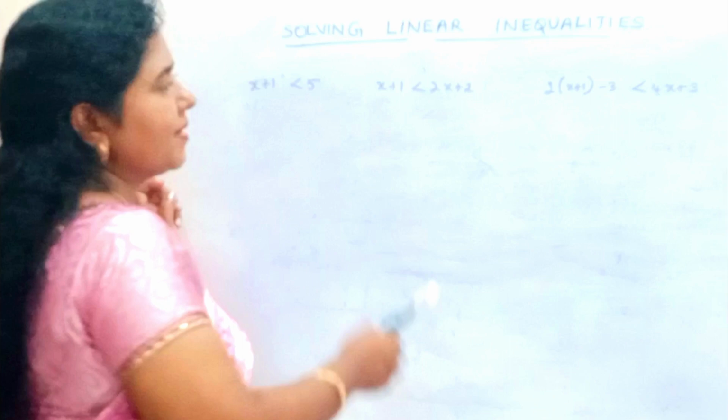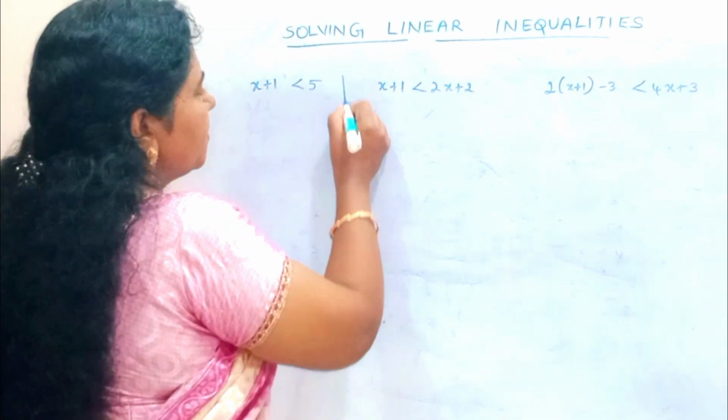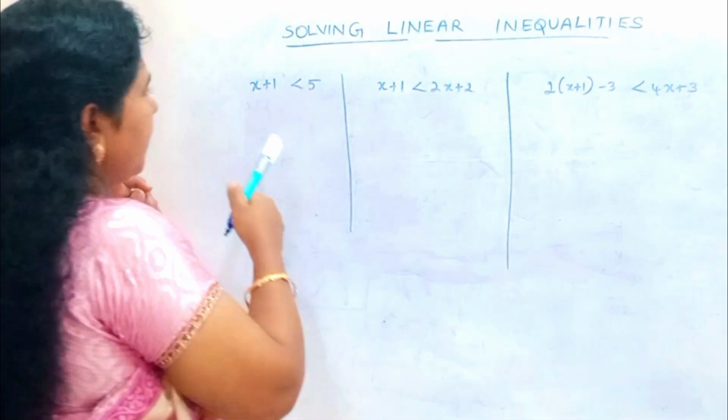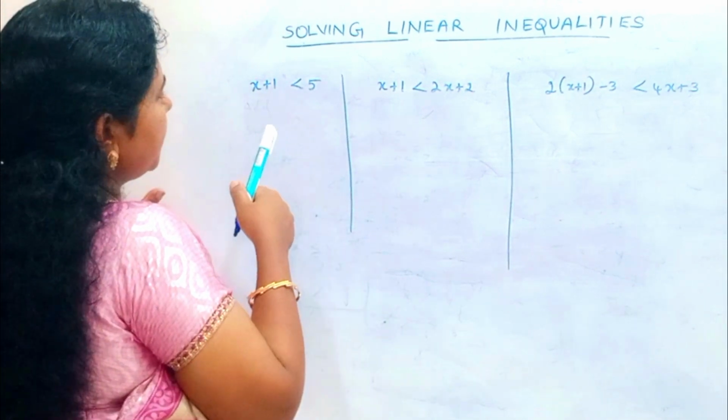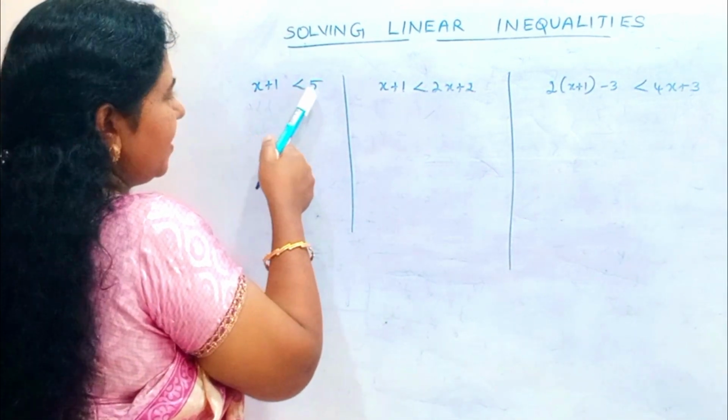Okay, now let us consider these examples. So, let us consider this first example. X plus 1 is less than 5.